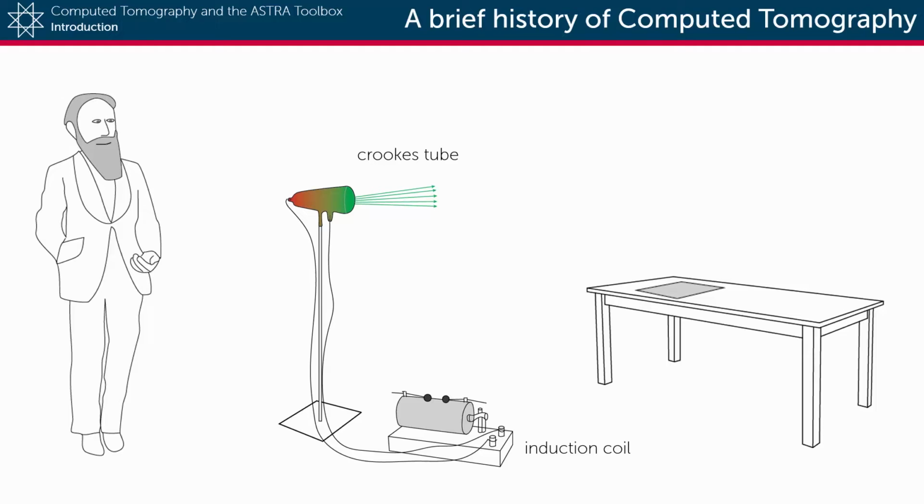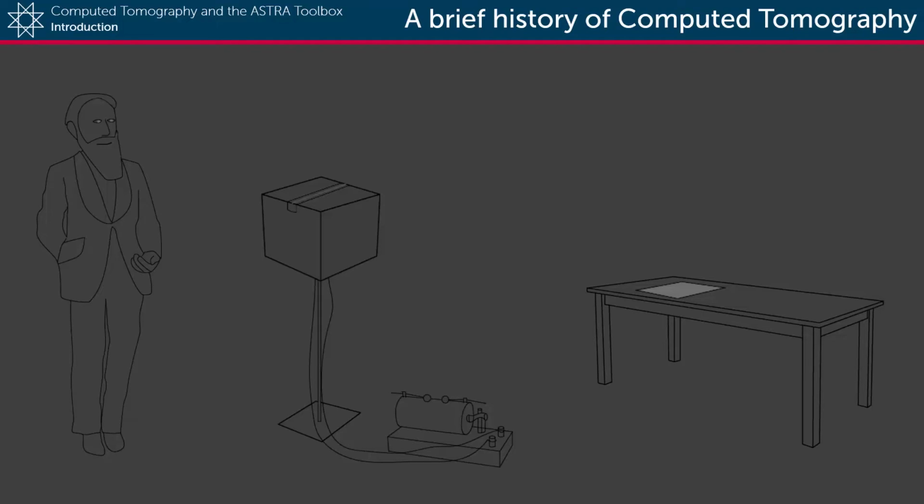And to protect the aluminum, he put a cardboard box around it. He switched off the light in his lab and turned on the induction coil, when all of a sudden, at the other end of the room, a barium platinocyanide screen that was on a table a few meters away started to light up. Clearly, something strange was happening here, as normal light could not exit the light-proof box. A new type of ray had to be responsible.